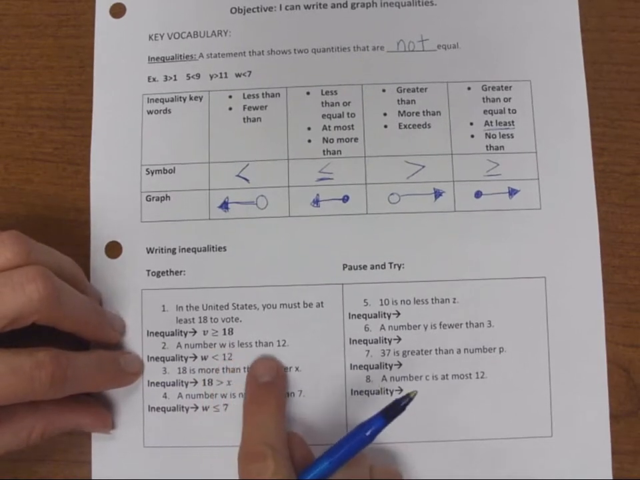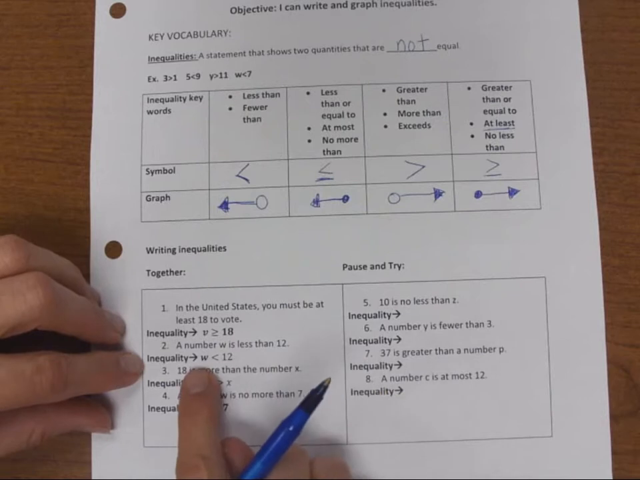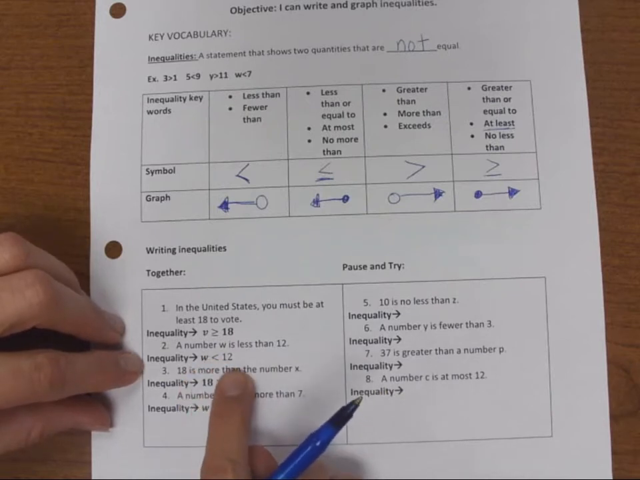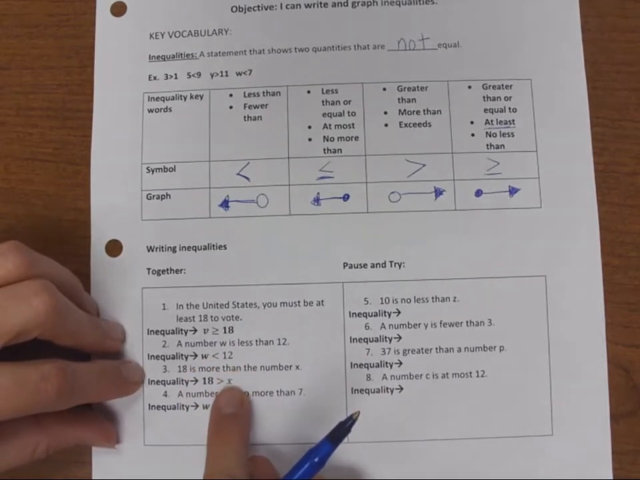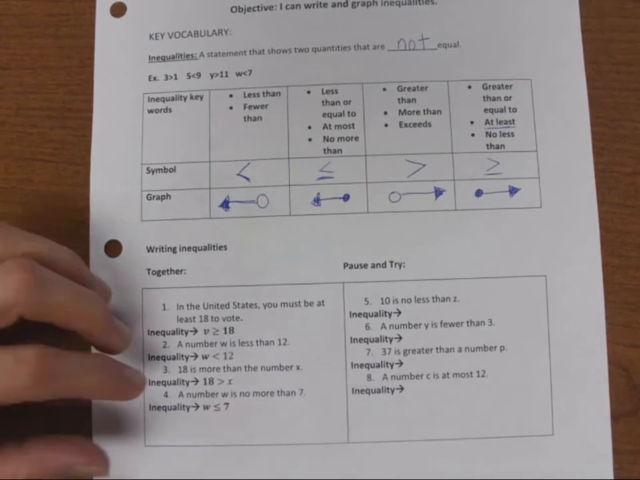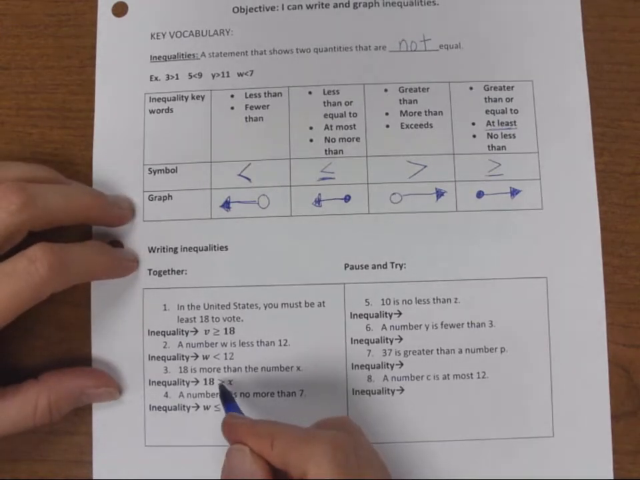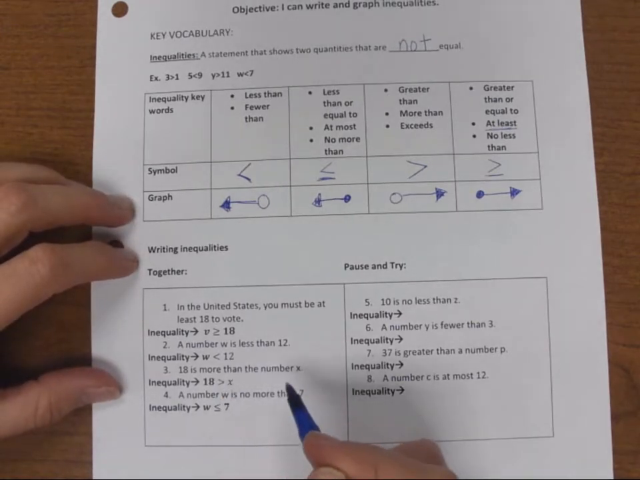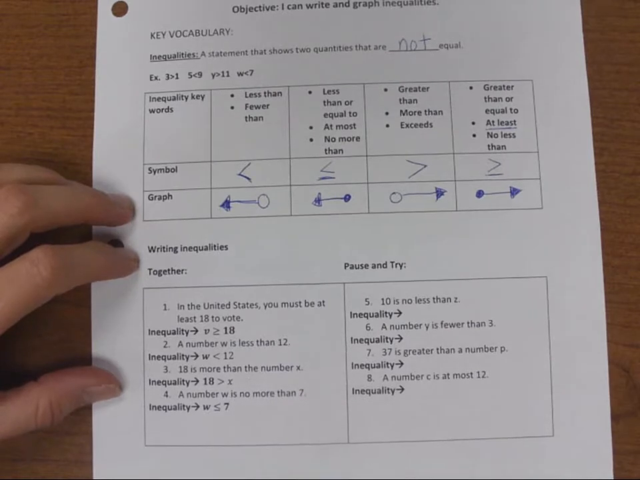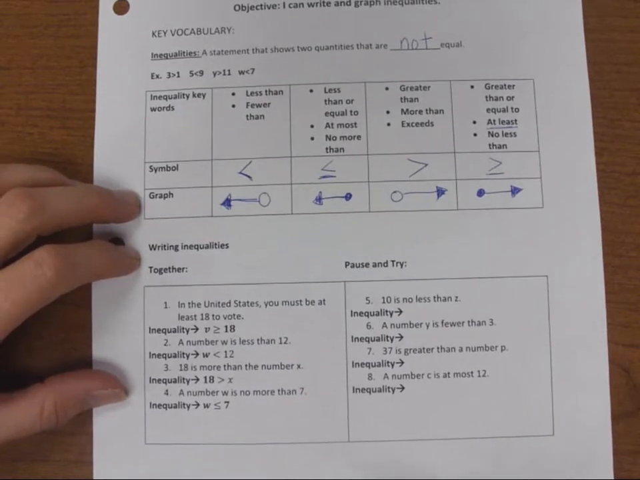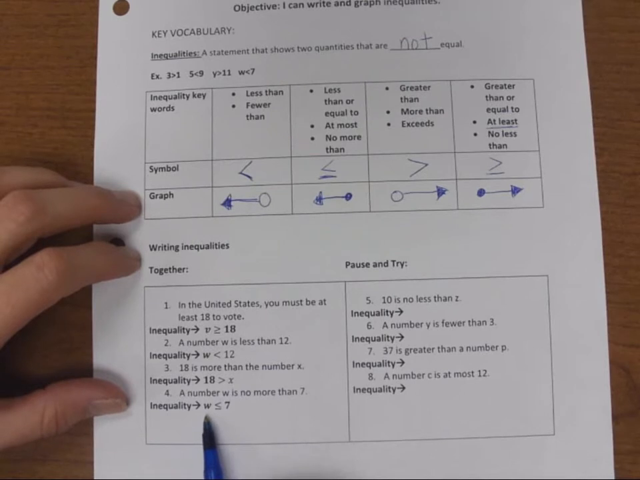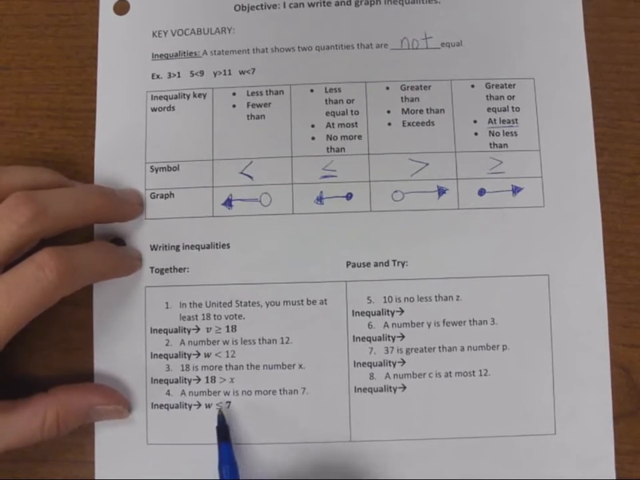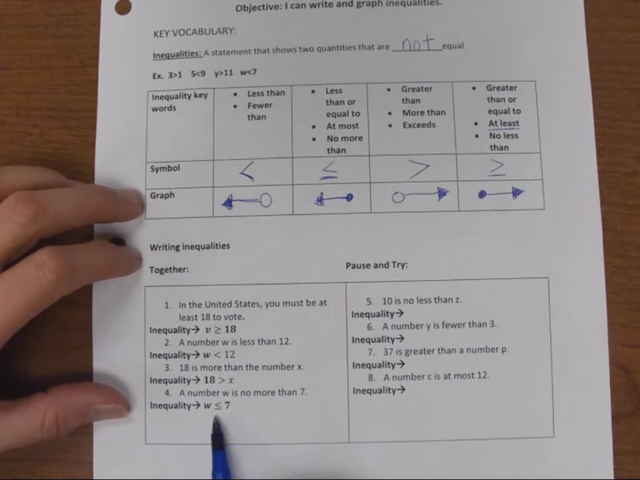Okay, a number W is less than 12. So I write the number W, I make my less than sign, and I write the number 12. Number 3, 18 is more than the number x. So for the inequality, we start with 18. More than, the symbol goes this way. And number x, just write the letter x, right? 18 is greater than x. Okay, a number W is no more than 7. Can it be 7? Yeah. So if it's no more than, it can be less than or equal to 7. So the number W, less than or equal to 7.